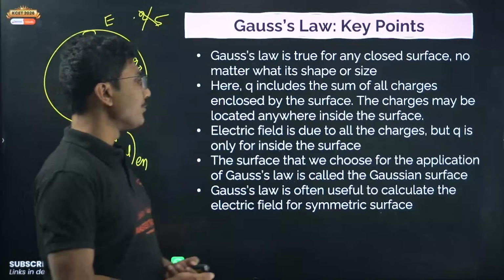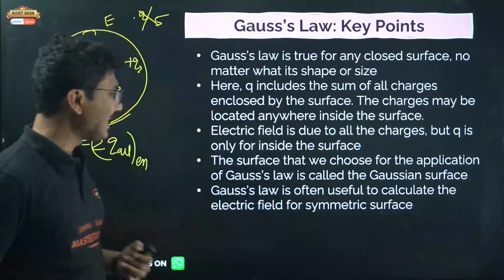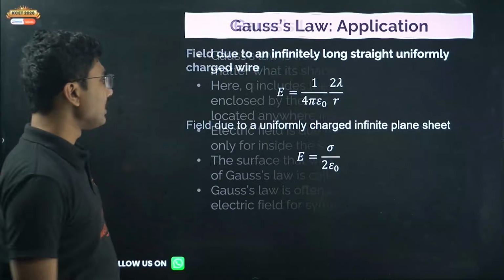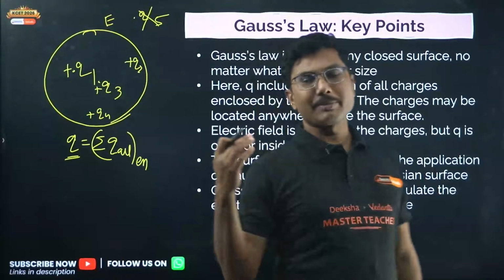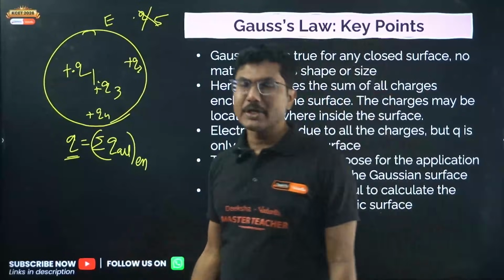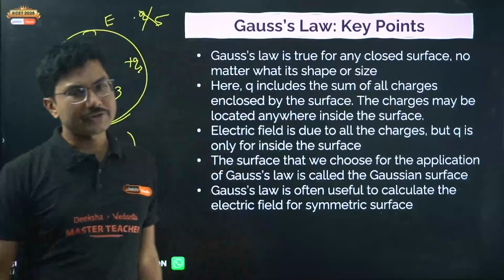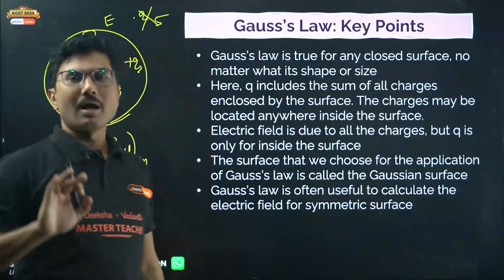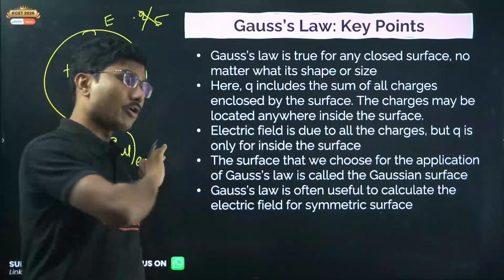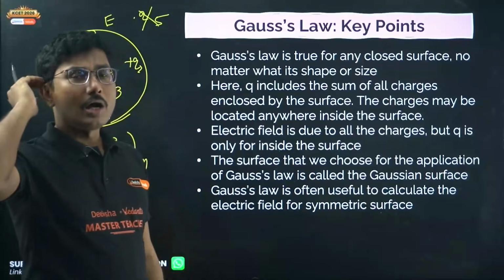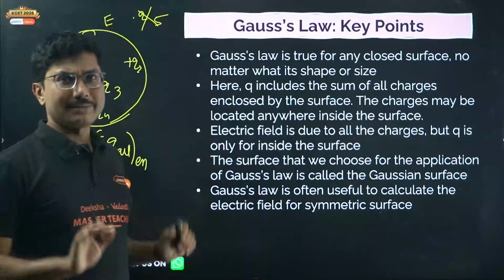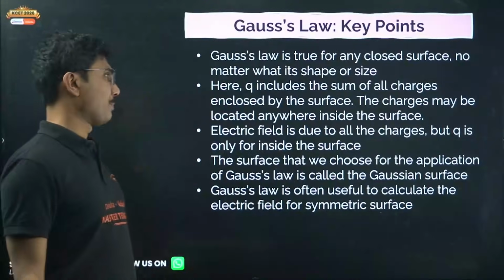Gauss's law is often useful to calculate the electric field for symmetric surfaces. For example, cylindrical surface, spherical surface, and in some cases cubical surface are all considered symmetrical surfaces, and Gauss's law works very well in those cases. But Gauss's law is not limited to symmetrical surfaces only, it is applicable to all types of surface, but symmetrical surfaces are easy to use.